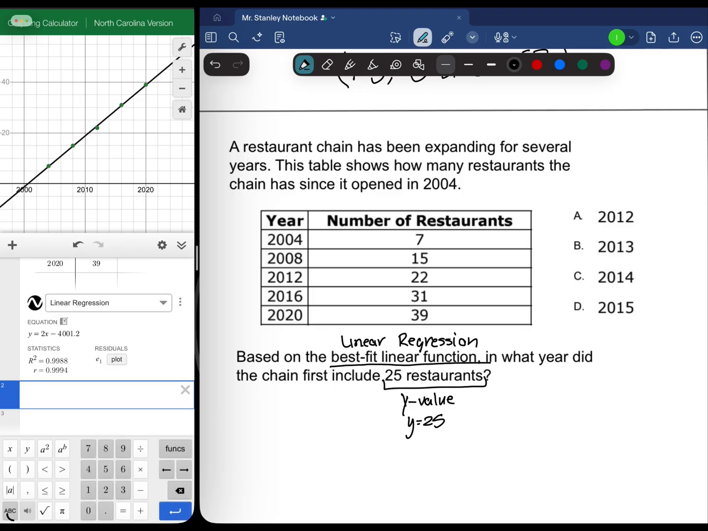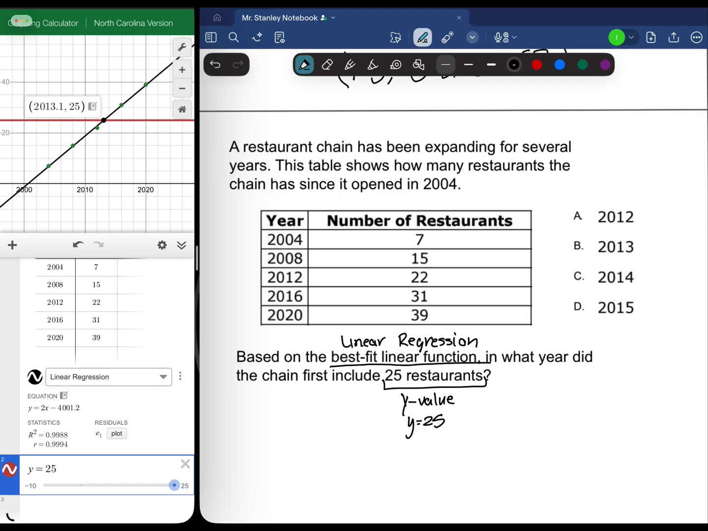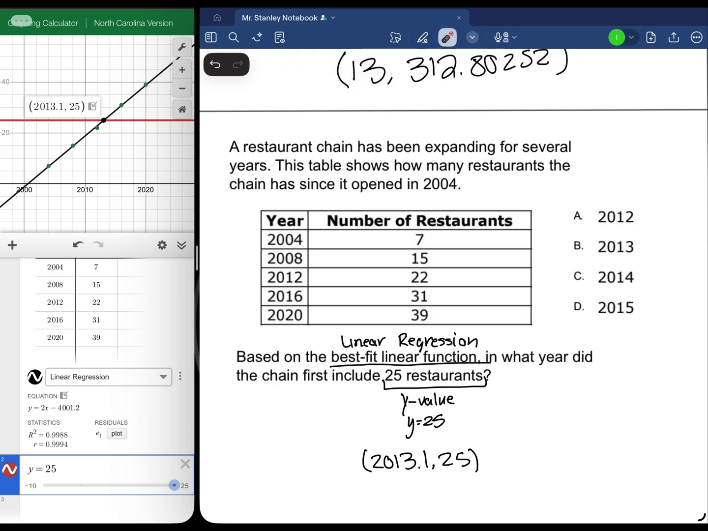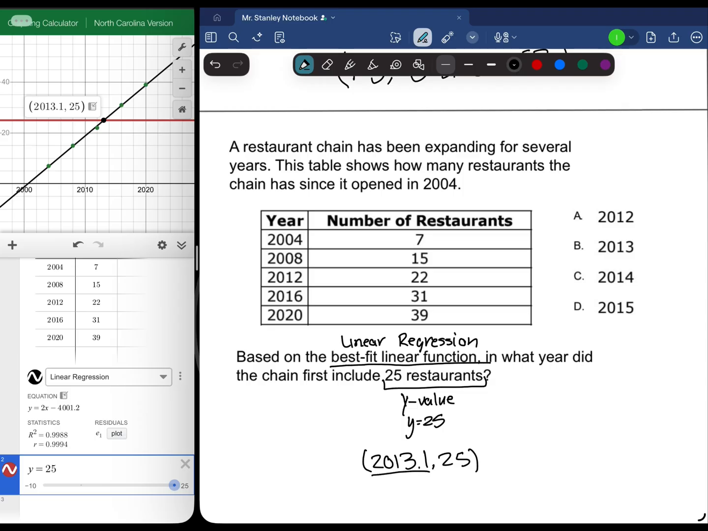Now we make our new line that's going to say y equals 25. So now we look for the point where they cross. They cross here at 2013.1 and 25. Now, if we look at that, the 25 was given, so that's not going to be a choice. So the other one we got is the 2013.1. So we're looking for the closest answer, and 2013 is the closest that we can get.